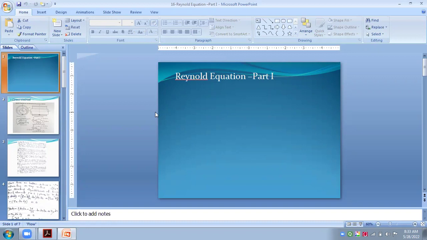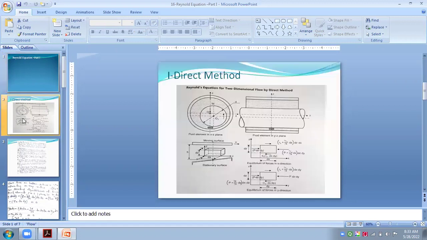Today's lecture in our tribology subject, we have to see the Reynolds equation, which is required for your hydrodynamic lubrication analysis. The solution of this Reynolds equation can be used to determine the pressure distribution in the bearing with an arbitrary film shape. So, first of all, we have to see this journal bearing.